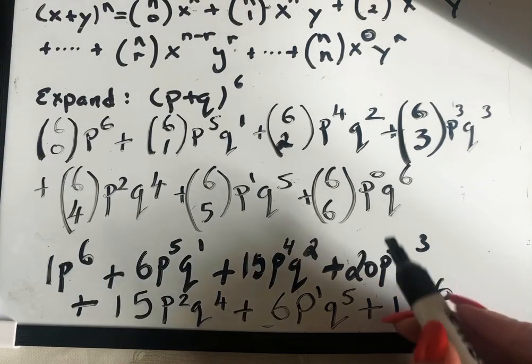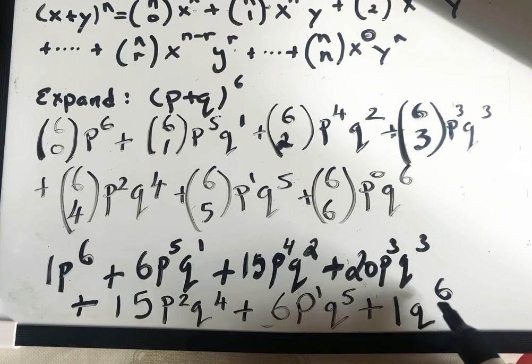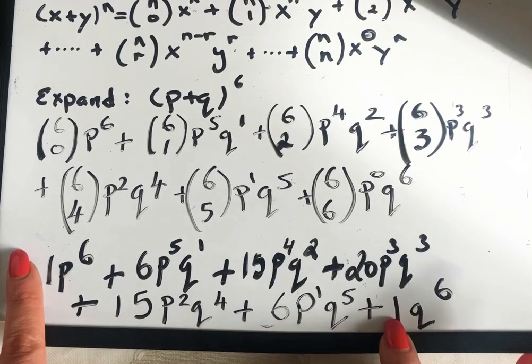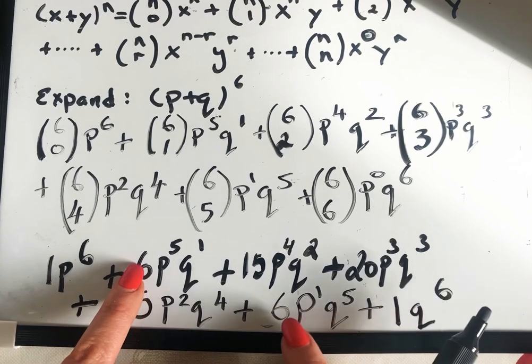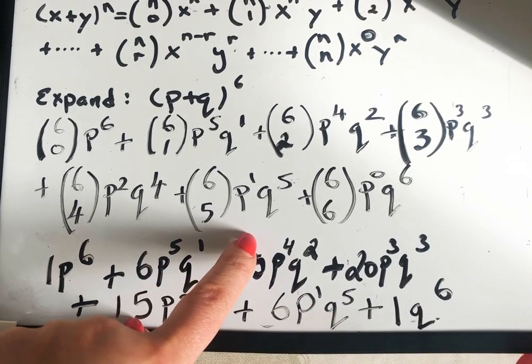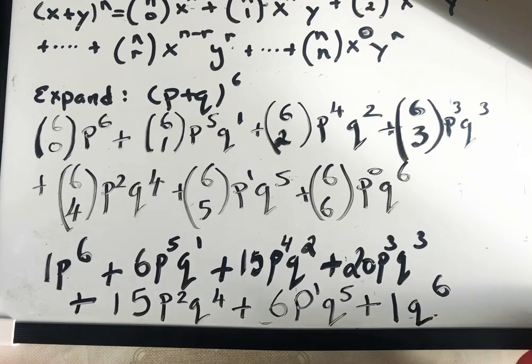Now, don't forget that anything to the power 0 is 1, so we get rid of the P, just leaving the Q. Now, you can see here that we start off with a 1 and it ends in a 1. Then we've got a 6 and a 6, 15 and a 15 over here, and then 20 is in the centre. So if you're asked to expand fully using the binomial theorem, this is how you do it.